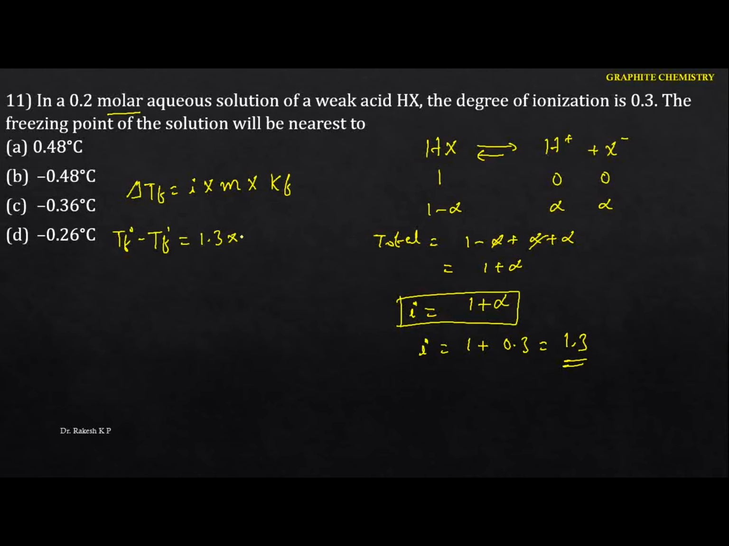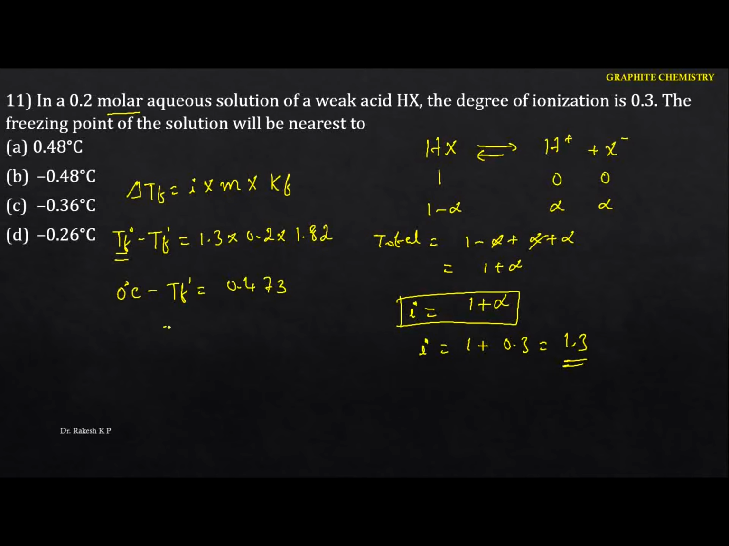What is the i value we got? 1.3. Here I'm going to take the molality as 0.2 as it is. The Kf value for water is 1.82. Here you just identify the freezing point of the water in degrees Celsius, that will be 0 degrees, minus Tf dash. If I multiply this, we are going to get 0.473.